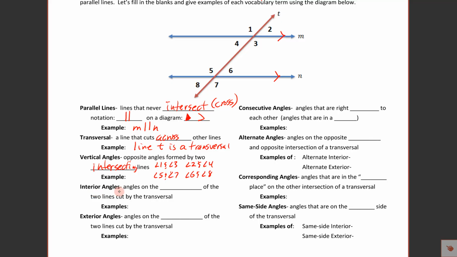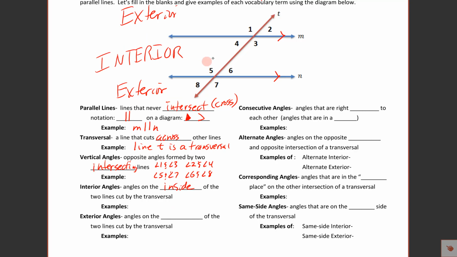Okay, interior angles, angles on the inside. Remember, interior means inside. So inside of the two lines cut by the transversal. So we're looking for angles that are on the inside of the two lines. So these are the angles that are on the inside. So I'm going to write interior, interior, and this is the exterior out here, and this is another exterior out here. So the interior is inside here and the exterior is outside.